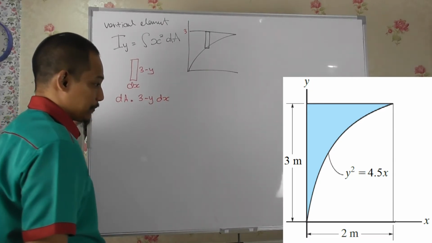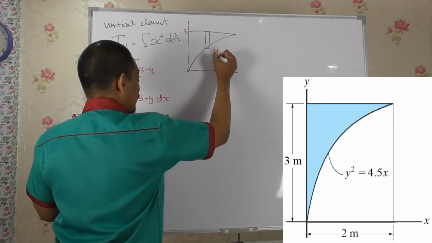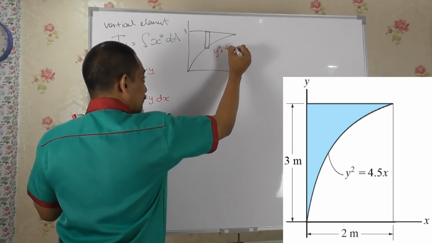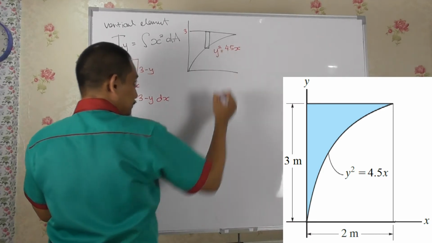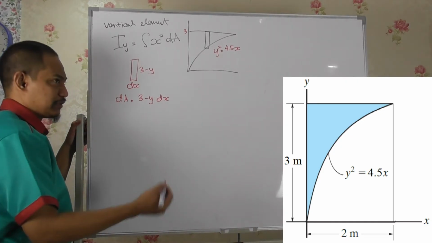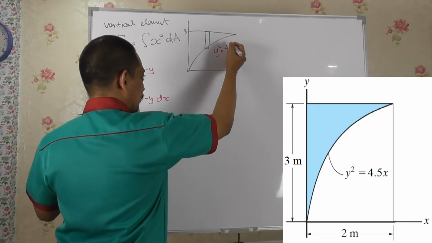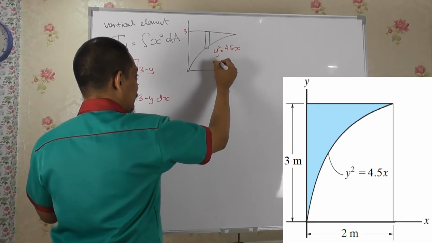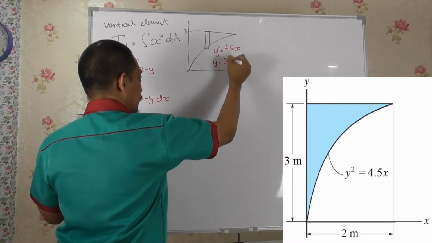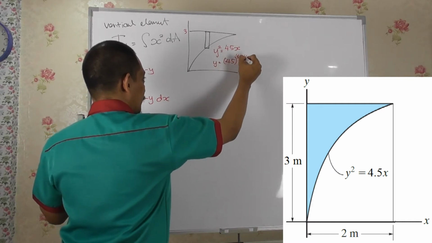And what is y? Here we have y squared equal to 4.5x. Let's use 9/2. Okay, let's use this straight. So y equals the square root, so 4.5 to the power of 1/2, then x to the power of 1/2.